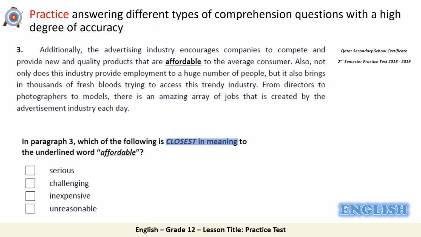Excellent. Let's find out. So what do you think is the meaning of the word affordable? Exactly, it means not expensive or inexpensive. So if we read the sentence in the paragraph, it says that companies should compete in providing products to average consumers. So these products logically should be serious or challenging or inexpensive or unreasonable. So logically they should be inexpensive, which means not very expensive.